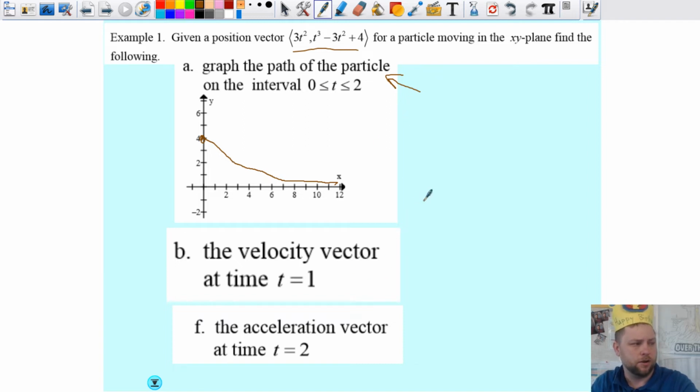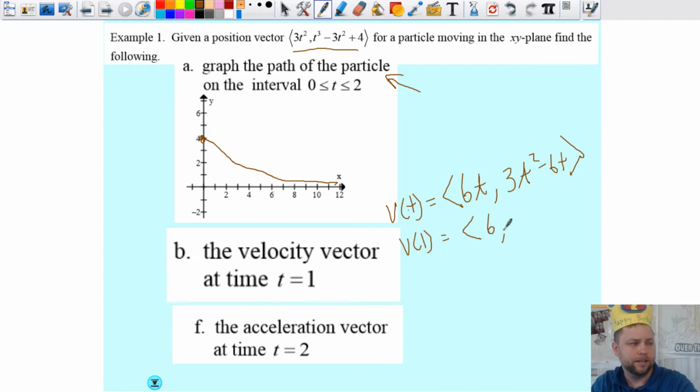Velocity vector: you have to find the velocity vector at time equals 1, so v of t is going to be the derivative of those terms. It'll be 6t, comma, 3t squared minus 6t. And then v at 1 is 6 times 1, and 3 minus 6, so that'll be negative 3. So 6, negative 3 is my velocity at time 1.